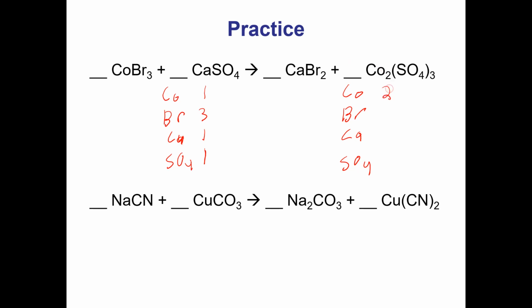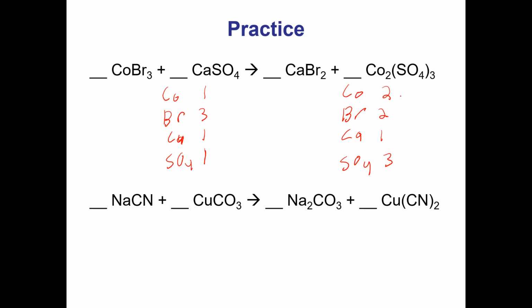Cobalt, I have 2 of those. I have 2 bromines. I have 1 calcium. And actually, cobalt's over here, so yes, I do have 2 cobalt. And then sulfate, I have 3 of those. So I've got a couple things that are not balanced. My cobalts and bromines are not balanced. My calcium is balanced. My sulfate is not balanced.